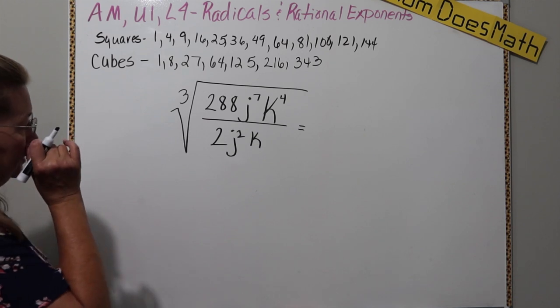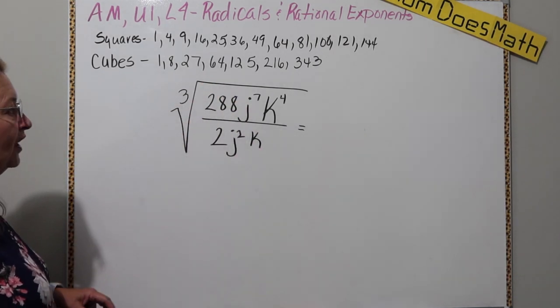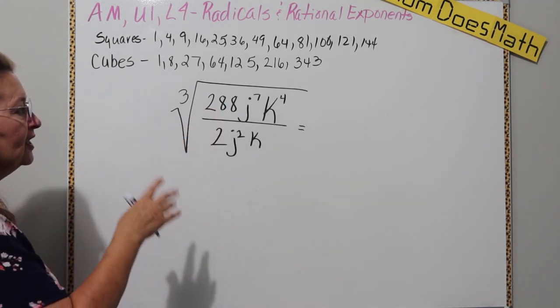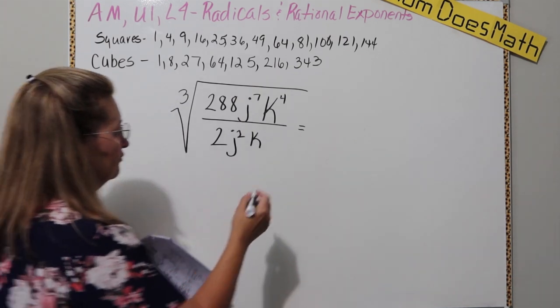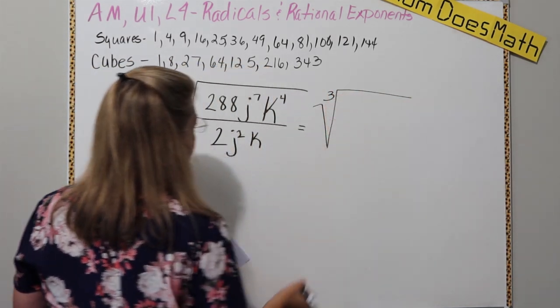Okay, let's look at number 19 now. I have a cube root of this big fraction. So, what I'm going to do first is I'm going to go in here, since these are not perfect cubes, and I'm going to simplify the whole fraction first. So the index is not going to change. It will still be cubed.